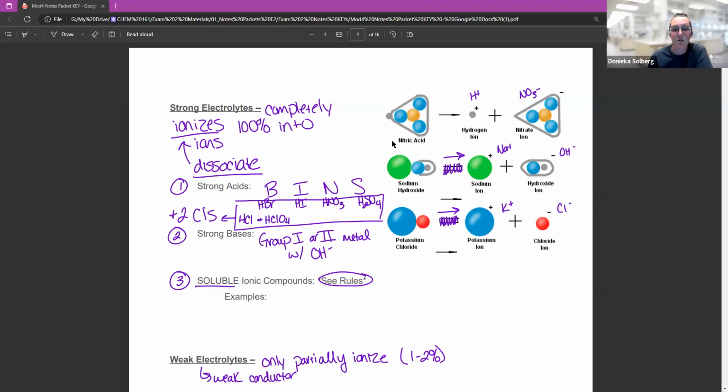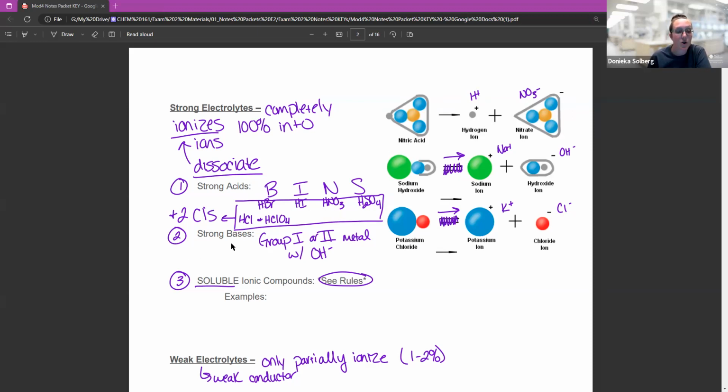When this goes into water, it completely breaks into H plus as one ion, and your nitrate ion is the other ion. So it does break completely into ions, which is why it is a strong electrolyte. So those 6 are the only acids that are strong electrolytes.